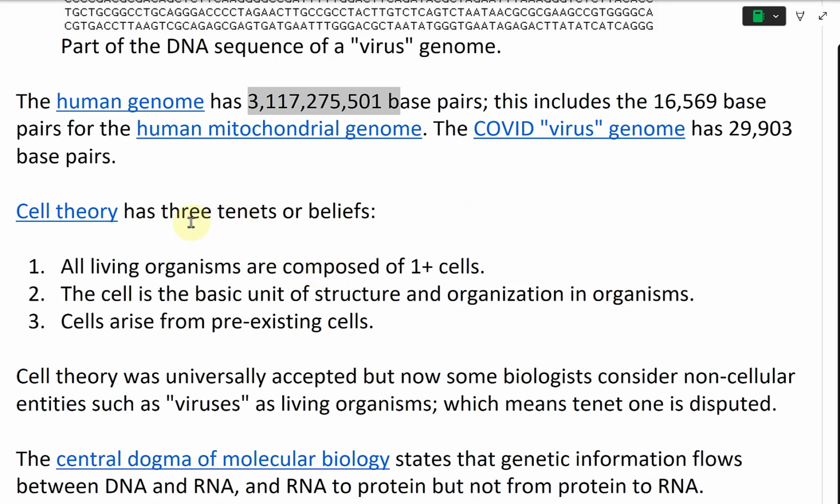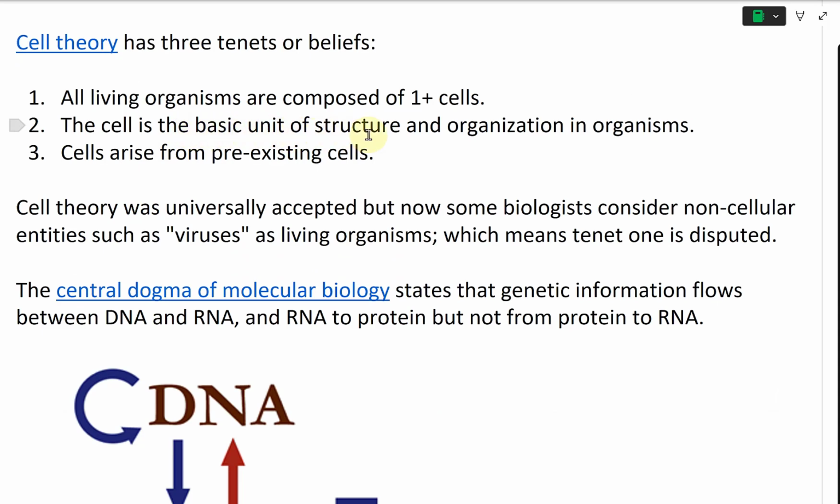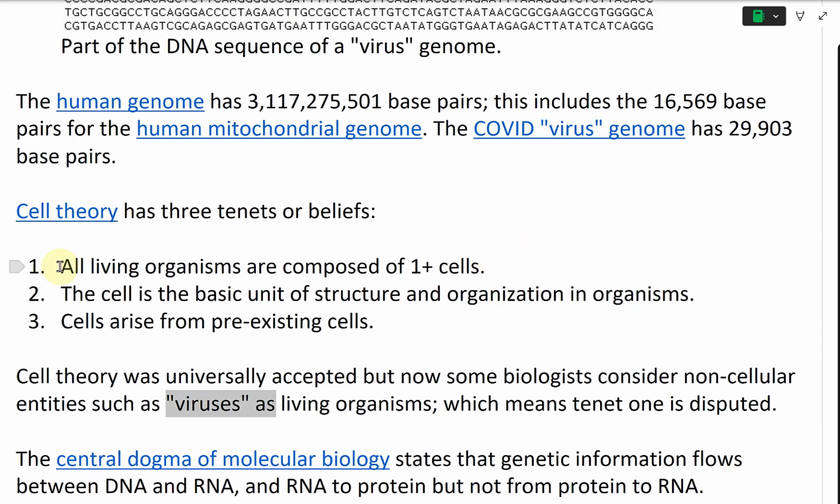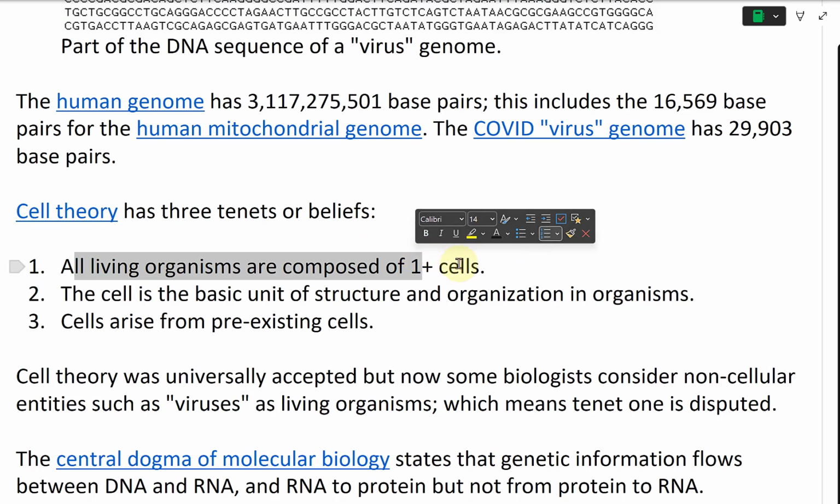And going further, cell theory has 3 tenets or beliefs. All living organisms are composed of 1 or more cells. The cell is the basic unit of structure and organization in organisms, and cells arise from pre-existing cells. Cell theory was universally accepted, but now some biologists consider non-cellular entities such as viruses as living organisms, which means one tenet is disputed. So this right here, all living organisms are composed of 1 plus cell.